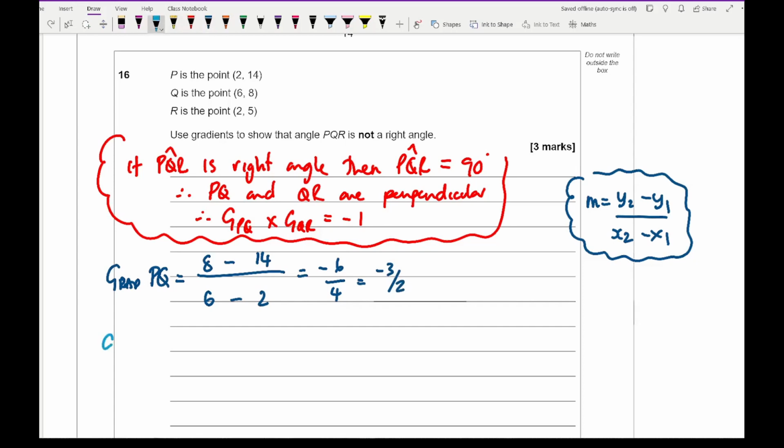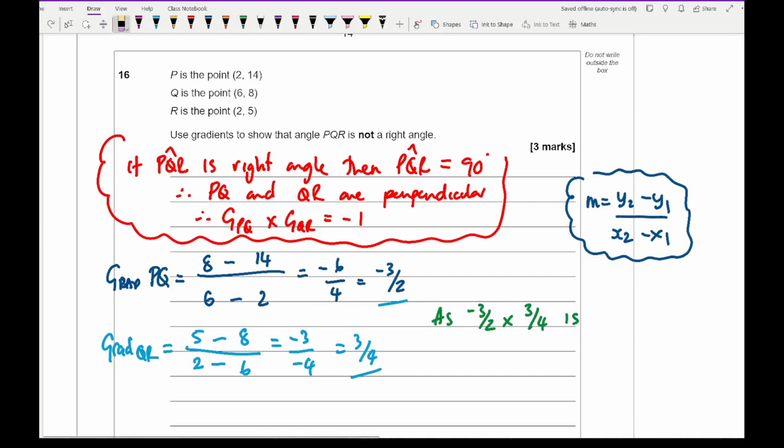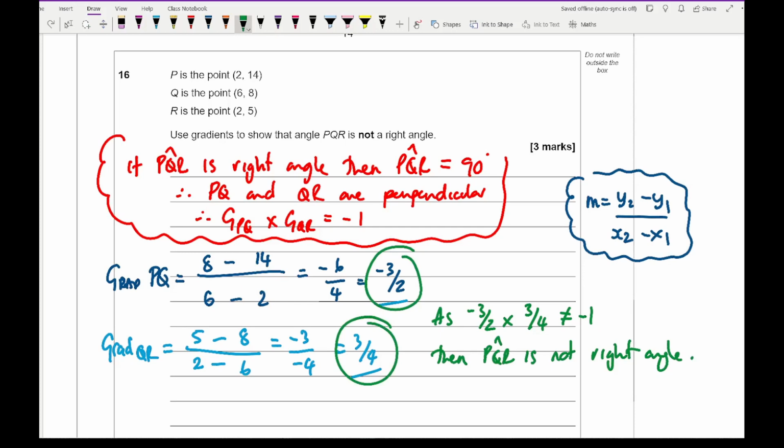Then if I work out the gradient of QR, I've got R, which is 5, 2, and I've got Q, which is 8, 6, and I take those numbers away, I get -3 over -4, which is 3 over 4, and these are my two gradients. So to finish this off, I can say that as -3 over 2 multiplied by 3 over 4 is not equal to -1, then PQR is not a right angle. Something along those lines. What you could say is that this gradient is not the negative reciprocal of that gradient, or vice versa, and that would also get you sufficient marks. You don't need to go in so much to the proof. It might be completely unnecessary, but me explaining the answer, I think it's quite essential.